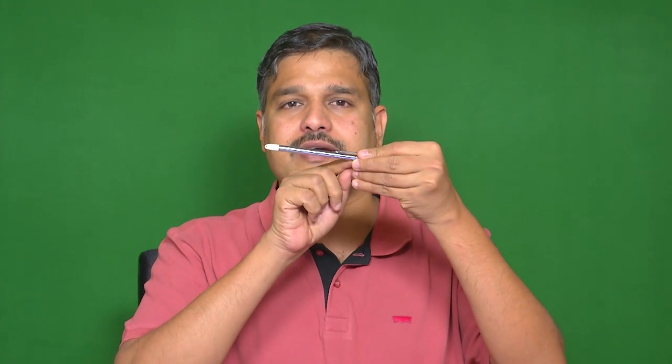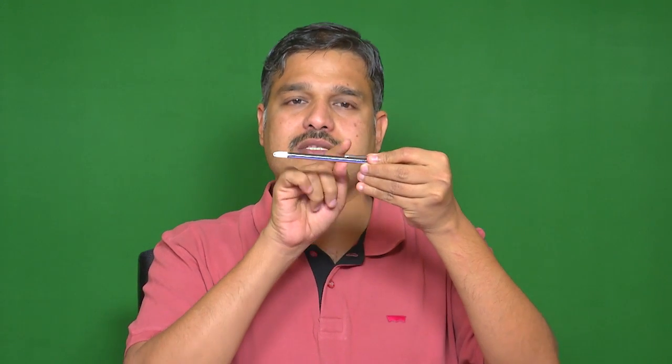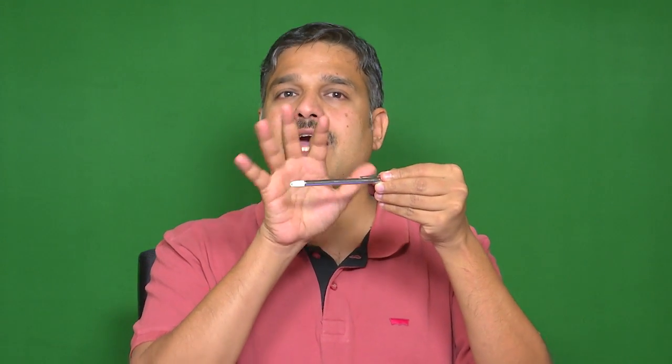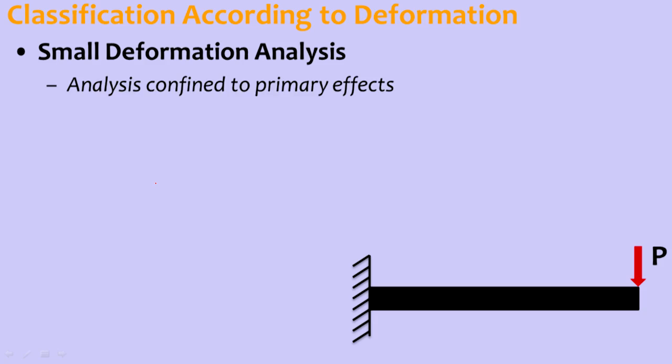And the next classification of analysis is based on the range of the deformation. Even in nonlinear analysis, the member may be cracking, the member is deflecting, but the member is not collapsing. That means the deformation of the member is within the limits of allowable deformation. So we call it small deformation analysis. The analysis is confined to primary effects, and we consider only material nonlinearity in it.